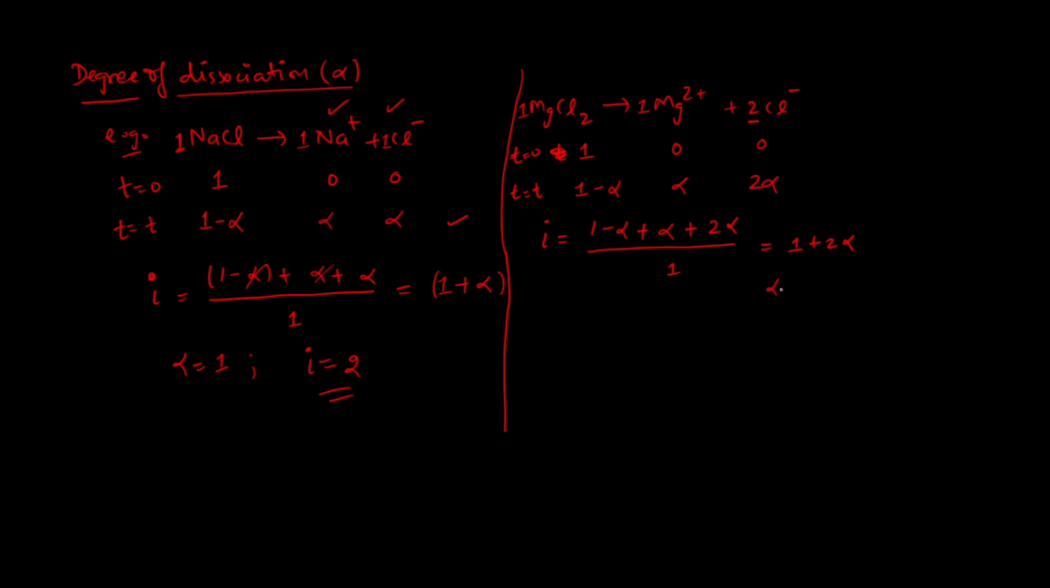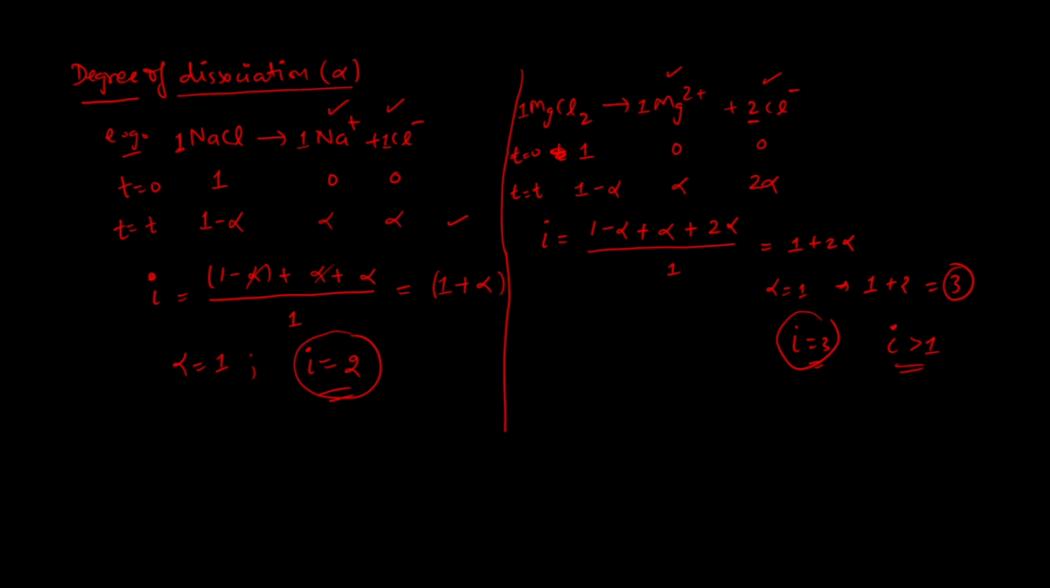Again, if you take alpha equal to 1, what will be the result? 1 plus 2 into 1, that is 3. That is why the value of i is 3 for these types of salt, because 1 Mg and 2 Cl-. Similarly, what you can observe is that i is 2, i is 3. That means it is always greater than 1 for dissociation.